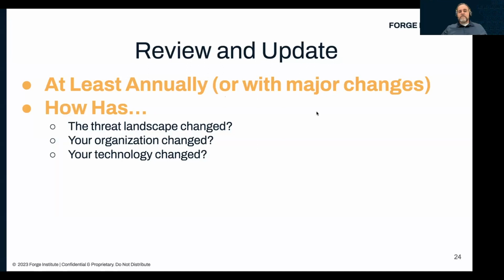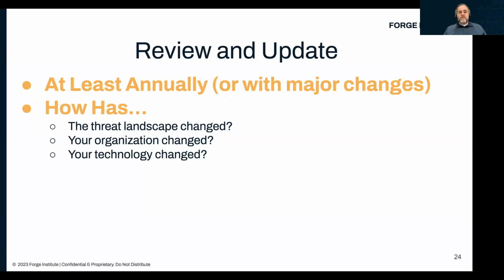And then reviewing and updating these. Most recommendations are to review your plans at least annually, and also if you make major changes in your business. Those major changes may be, I've doubled in size, I've moved locations, I've expanded my geographic footprint, things like that. Things that you want to review is, how has the threat landscape changed? Is security different? Are the threats different this year than they were last year? And how have I adapted my controls to that? Has my organization changed? Again, have I grown? Have I moved? Have I expanded?